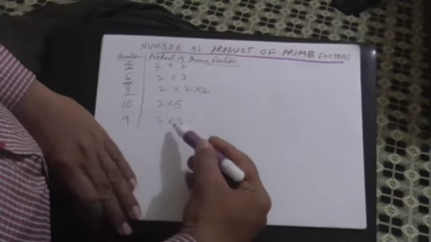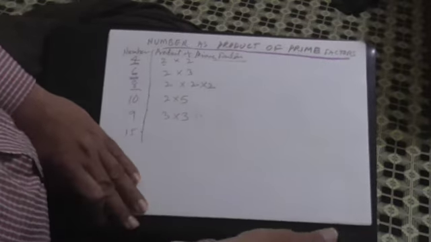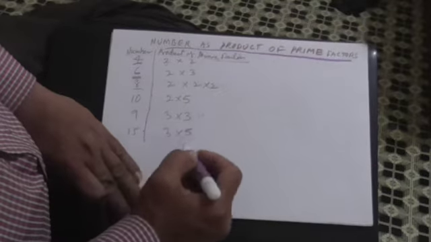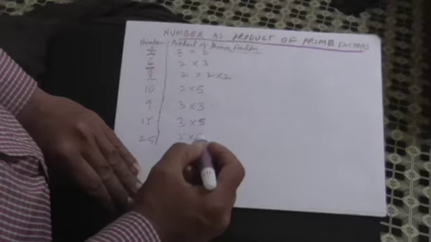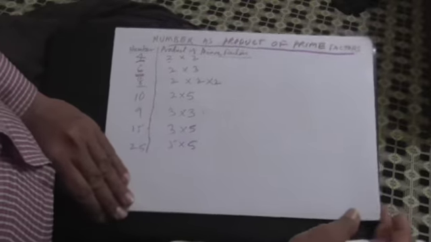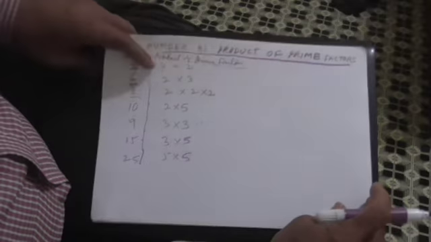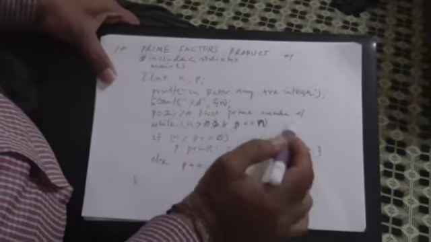If 9, it is 3 into 3. If the number is 15, it is 3 into 5. So if it is 25, it will be 5 into 5. So this is my question. So the program for this is, I said, the prime factors product. It is a C program.